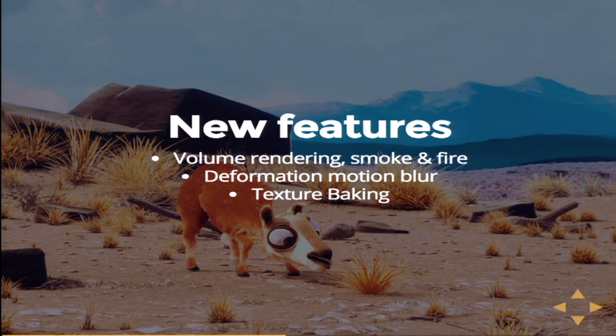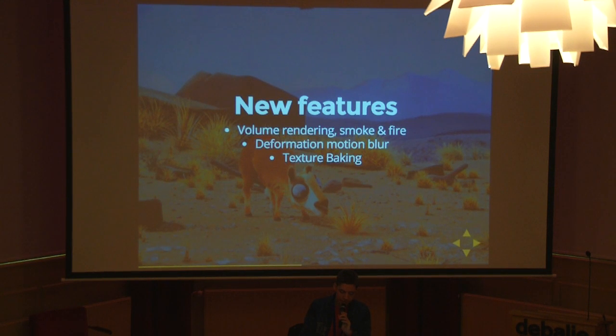But also we added a lot of major new features since last year, especially volume rendering and smoke and fire. So we have basic volume rendering added for absorption, for emission and scattering, and also in 2.71 smoke and fire rendering. So yeah, you can use the full feature set with Cycles now when it comes to volumetrics.